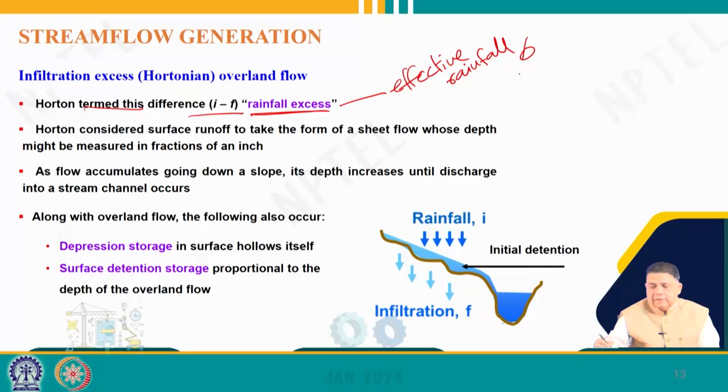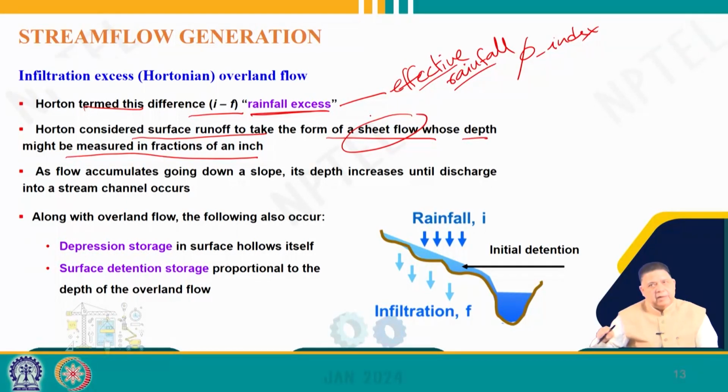We remember we discussed the phi index. It is similar to that: from precipitation, if you take away all the losses including infiltration, then the remainder of rainfall intensity or rainfall is termed effective rainfall or rainfall excess. Horton considered surface runoff to take the form of a sheet flow whose depth might be measured in fractions of an inch. So basically, this overland flow or surface runoff occurs in the form of a sheet flow, that is, a very thin layer of water starts flowing on the ground surface.